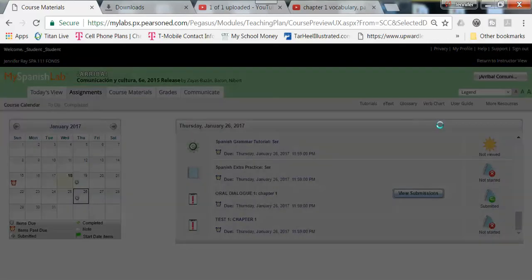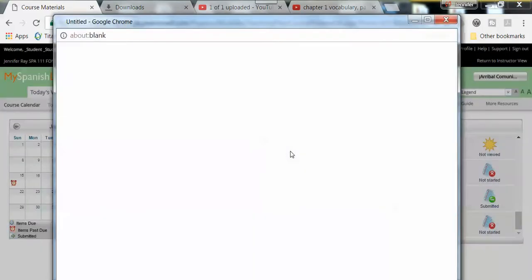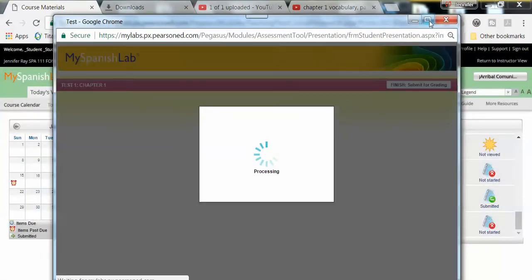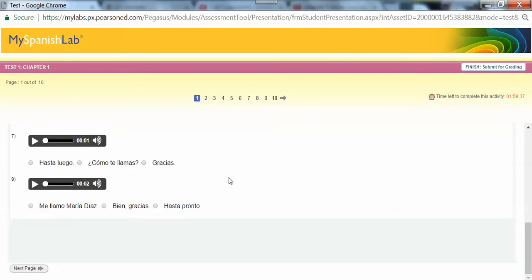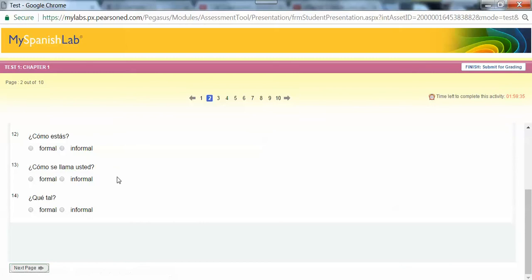For your test, you'll open up your test. Okay. So then the first thing says you've been selected to greet a group of international students at your university and need to practice some useful greetings and farewells. Listen to each question or statement and select the response that most likely follows. So you'll play. Hola, ¿cómo está usted? And then you would choose the answer that goes along with that question. So you'll go through and do that, and then you'll go to the next page.